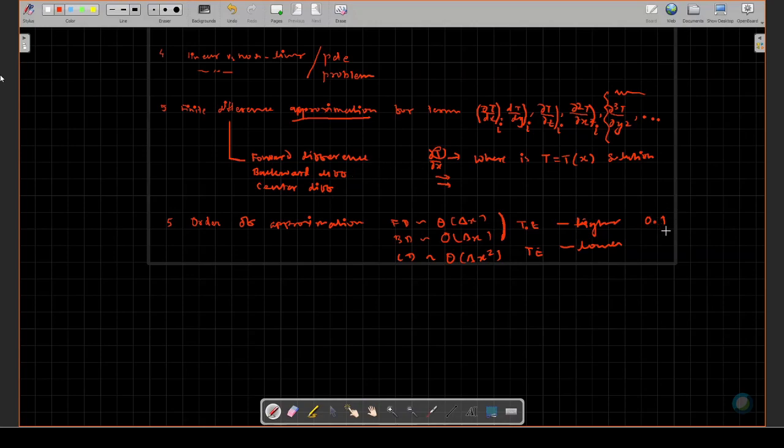Okay, so 0.1 here, and in backward difference it will also be 0.1, but the square of 0.1 will be 0.01 here. So you see the error in the case of central difference is lower.